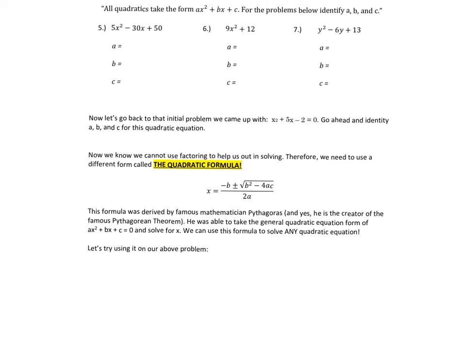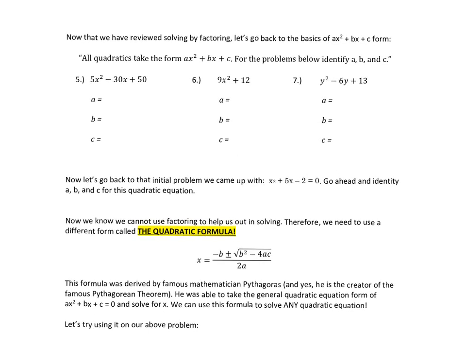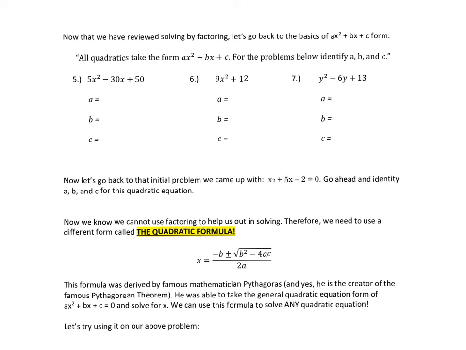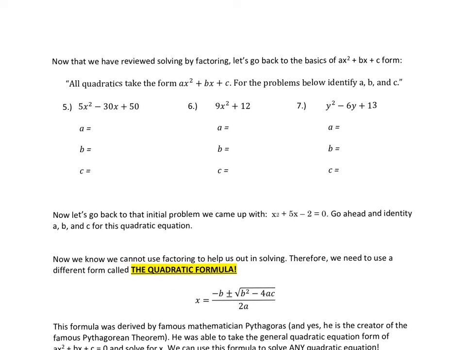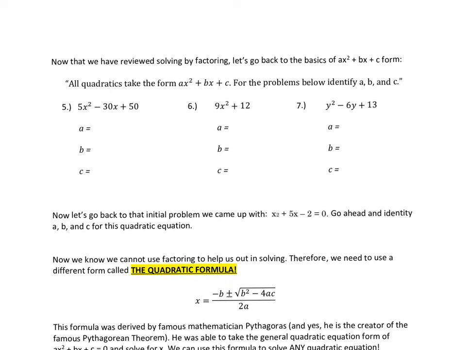All right, here we are on the next page. So now that we've reviewed solving by factoring, we're going to go back to the basics of ax squared plus bx plus c form. So what we know is that all quadratics take the form ax squared plus bx plus c. That's pretty important. So for the problems below, we're going to focus on identifying what's the number in front of x squared. That's our a value. What's the number in front of x? And then what's our number, our constant by itself, c? Hey, c stands for constant, so that kind of makes sense.